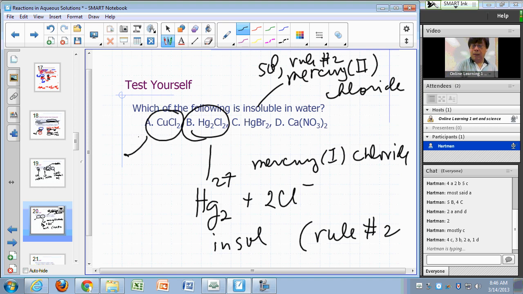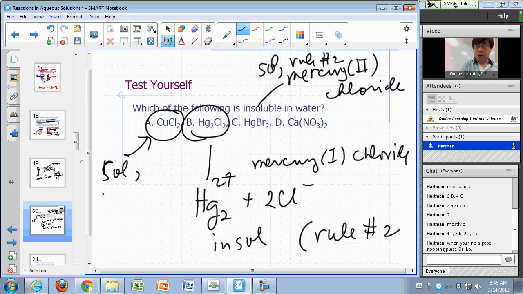Copper chloride, that's a chloride. That's not one of the exceptions. That's also soluble according to rule number 2. And calcium nitrate, you see a nitrate, that's soluble. Okay, and I think we're done. Correct answer is B. All right.